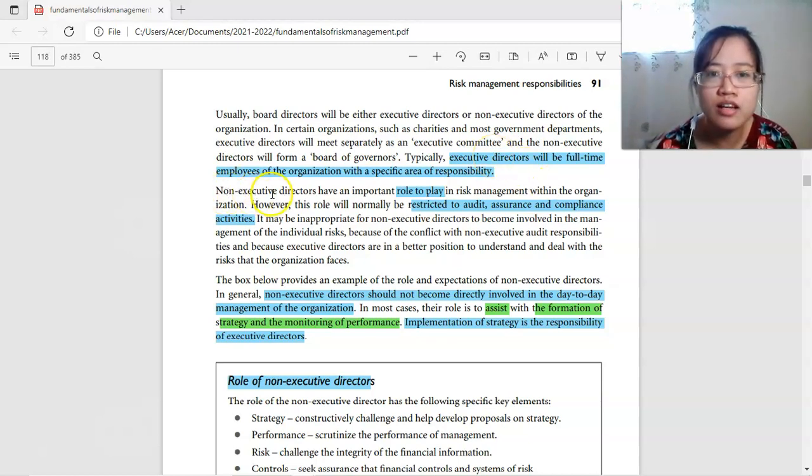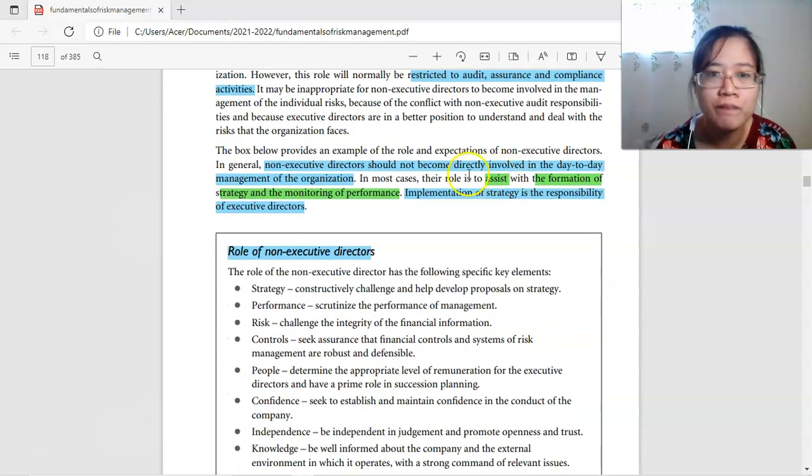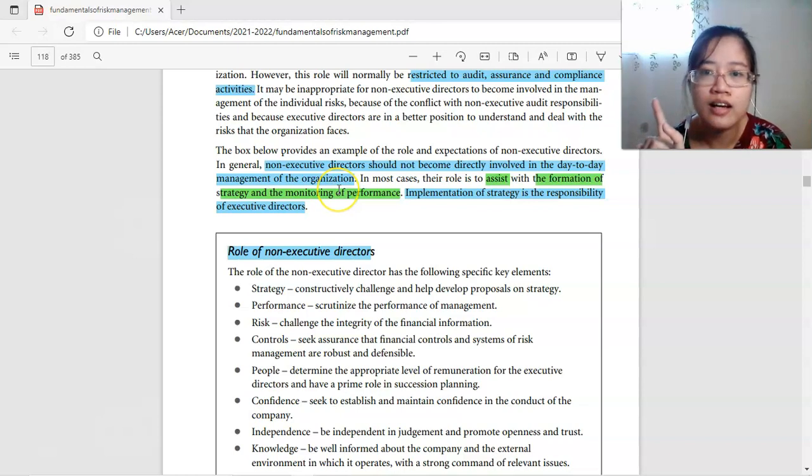Okay? Tapos yung non-executive naman, they have a role to play pero kumbaga, restricted lang sila to audit, diba? Checking kung maayos ba yung operations, assurance and compliance activities. Pero yung directly involved in the operations, they're not allowed kasi non-executive sila. Yung executive lang ang directly involved talaga with the operations. Non-executive directors should not become directly involved. Ayan. Their role is to assist with the formation of strategy and monitoring of performance. They're going to hold accountable itong mga executive directors. Okay? Itong executive directors naman, role nila, implementation of strategy.